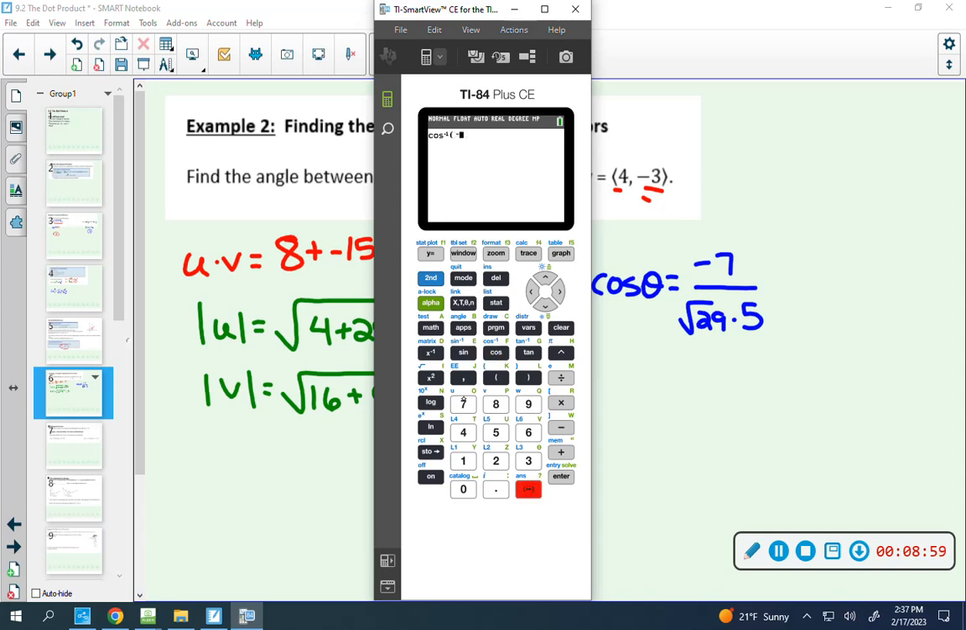Negative 7 divided. Now, I get a little paranoid about order of operations, of course, here. I'm going to put parentheses around the bottom just to make sure it doesn't mess up anything, because I trust nothing. And then times 5. You could have written 5 square roots of 29 to make your life easier, too. It doesn't say what to round to. I'm going to go 105.1 and call it good.